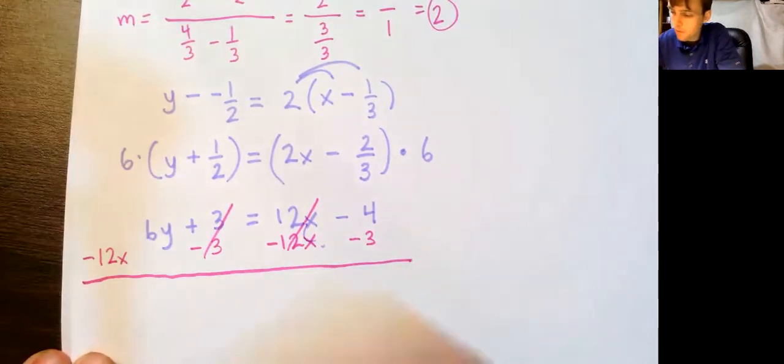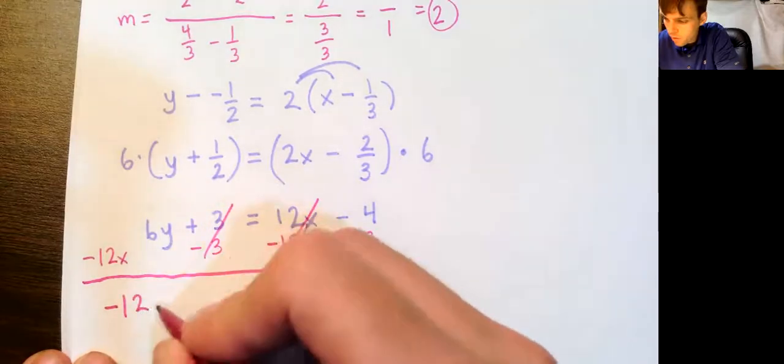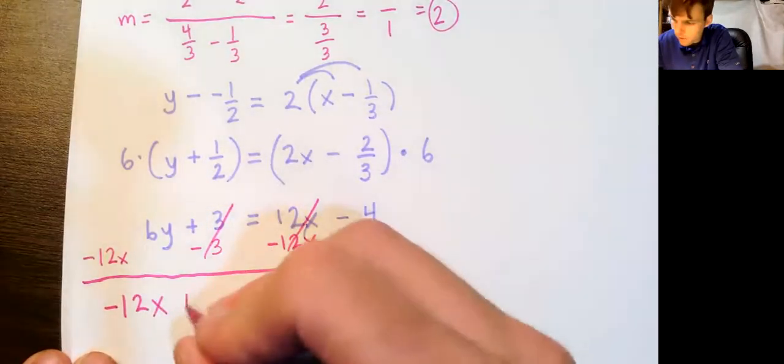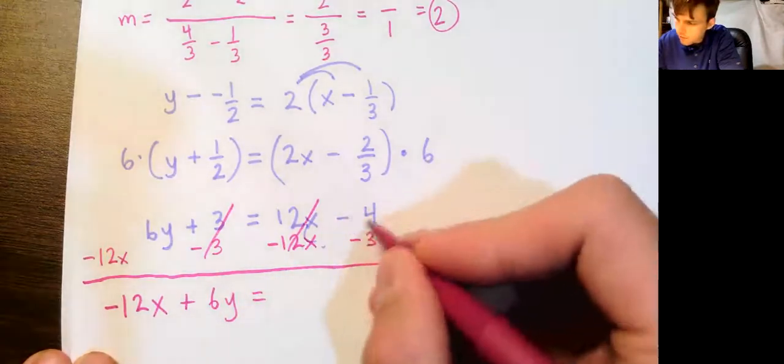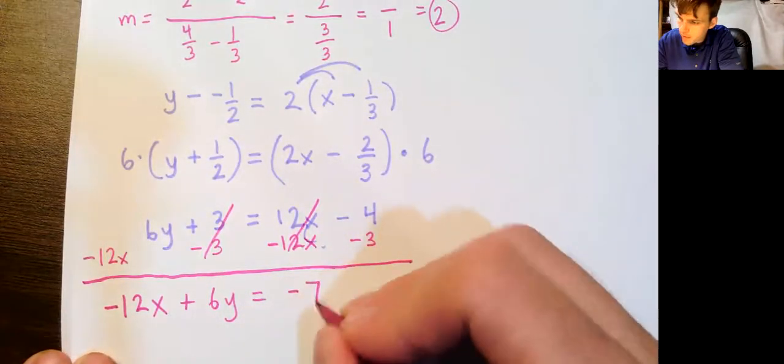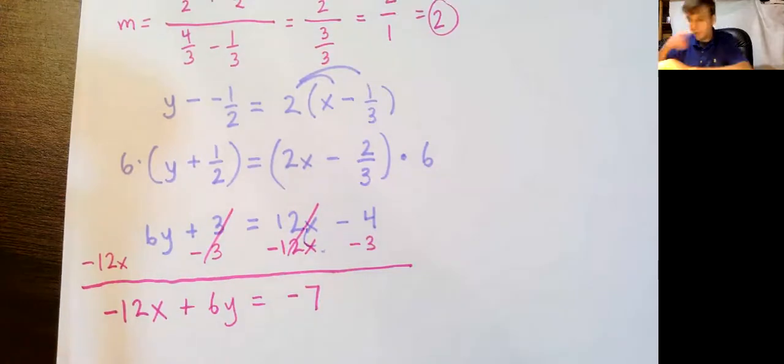Okay, what do we end up with? We end up with negative 12x plus 6y. It's all on this side. And then negative 4, negative 3, that is going to be negative 7. So that's our final answer for that one.